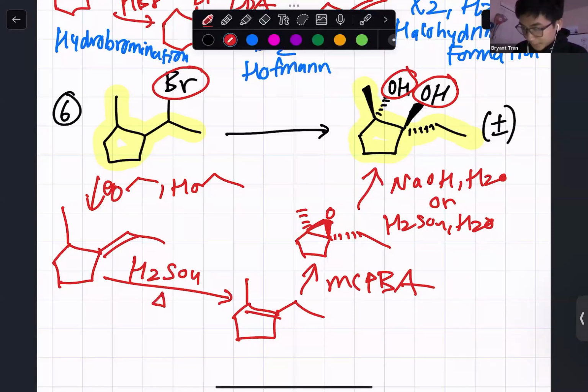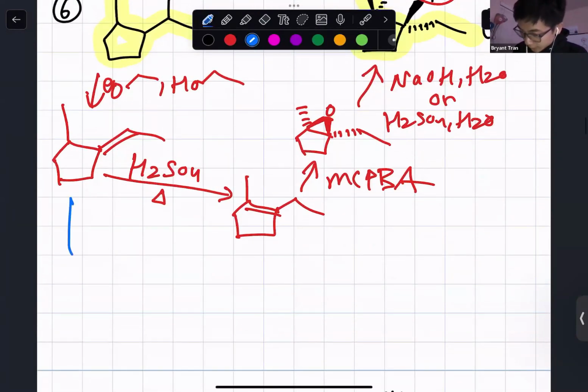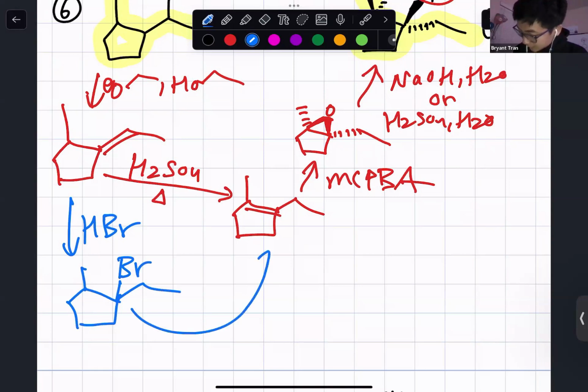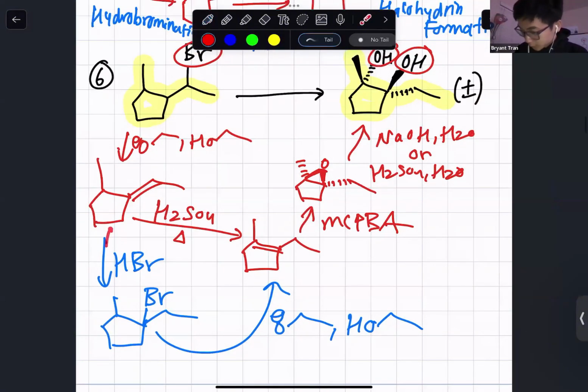The longer route would be if you wanted to do E2 again, you could do HBr, creating a good leaving group on the more substituted position. And then for that more substituted position, you could create that more stable alkene using a small strong base like that. Right. So you could go this route as well, and Helix accepts both routes.